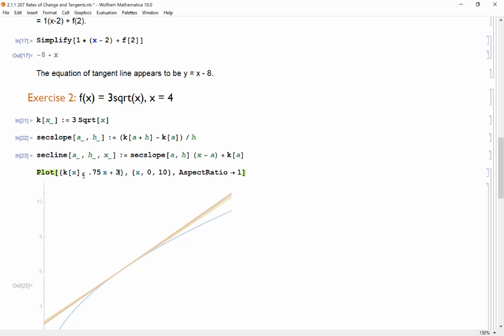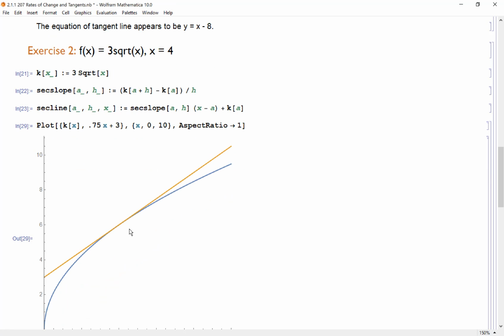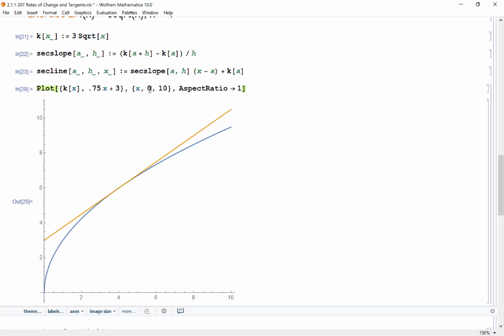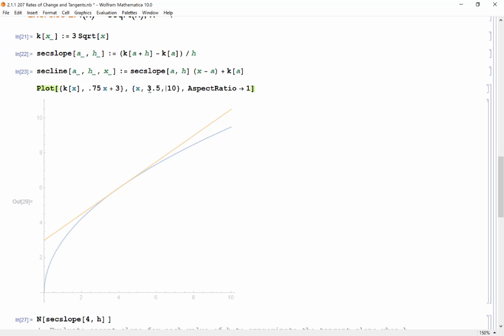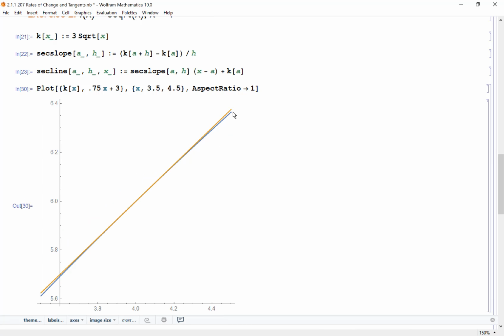Okay, now like last time, let me just make sure that that makes sense. 0.75x plus 3, we said. And that looks like it. Let's get really close around 4 just to see what's going on. So how about 3.5 to 4.5? What do you get? You can barely tell the difference between the blue and the yellow, right? So the yellow line, hopefully you can see, is a pretty good model of the rate of change along the blue line. That's the whole point of the tangent line.